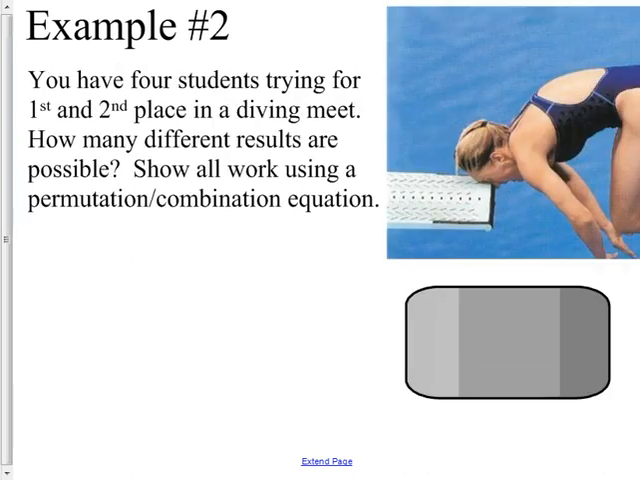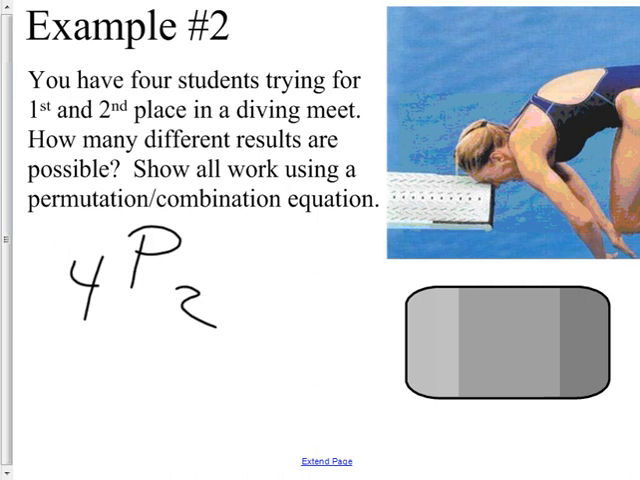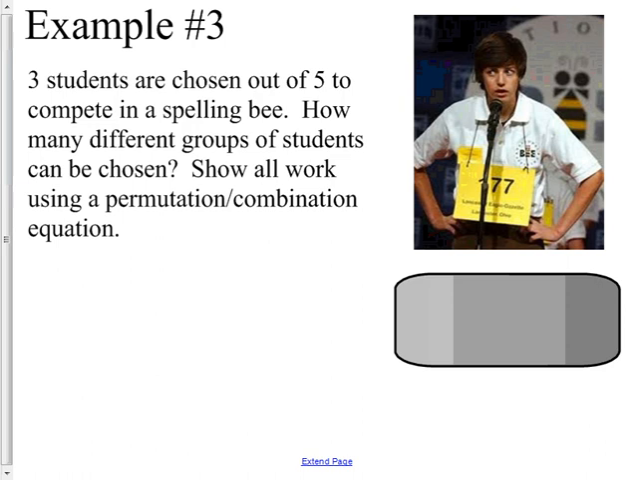All right. Moving on. 4 students trying for first and second place. 4P2. Why did I just change the letter? Because the order matters. Very good. Moving on. 3 students are chosen out of 5 to compete in a spelling bee. It is C because it doesn't say that the order matters. So 5C3. Why? Because the bigger number always has to be first. You can't have 3 people and then pick 5 out of them. You have to have 5 people and pick 3 out.